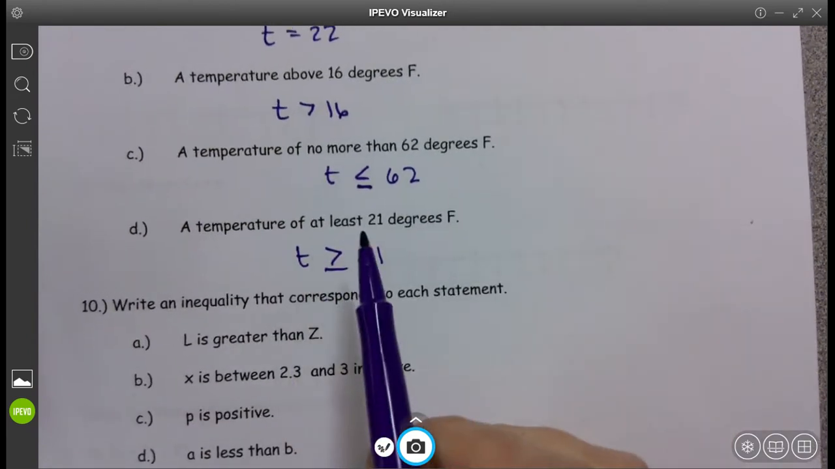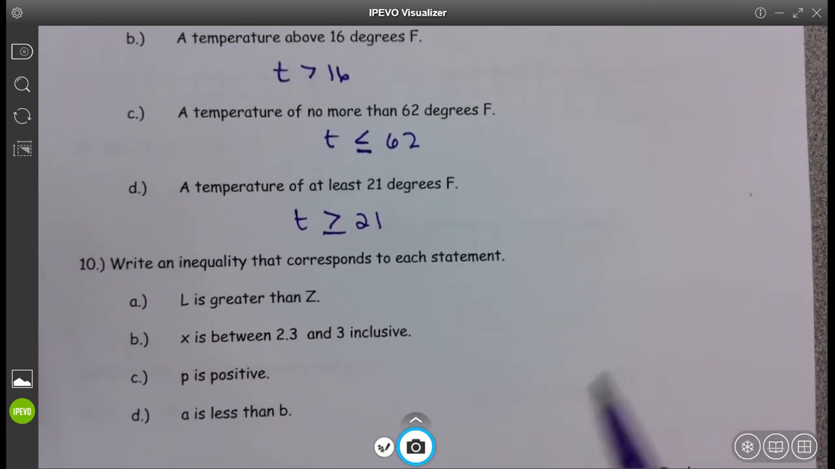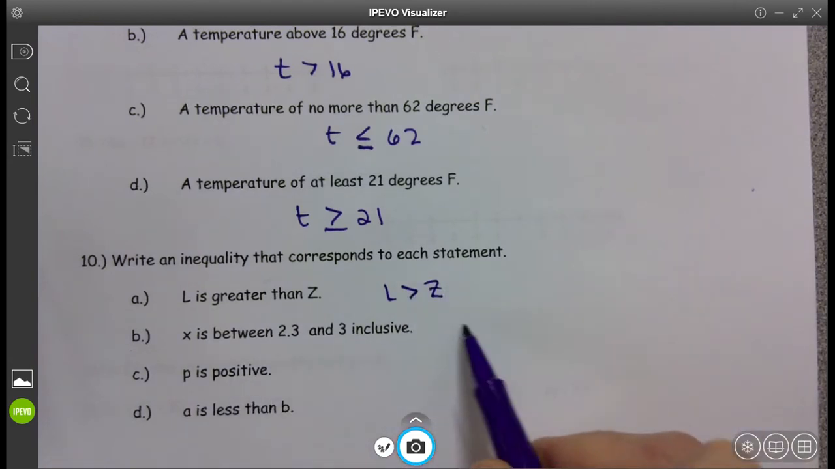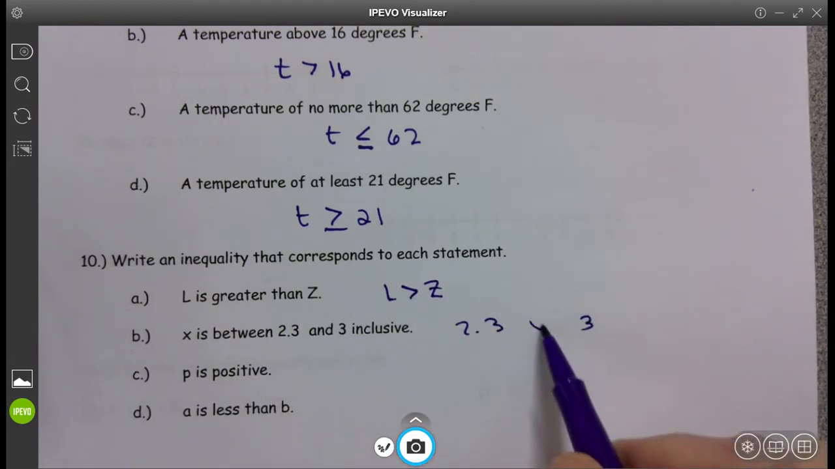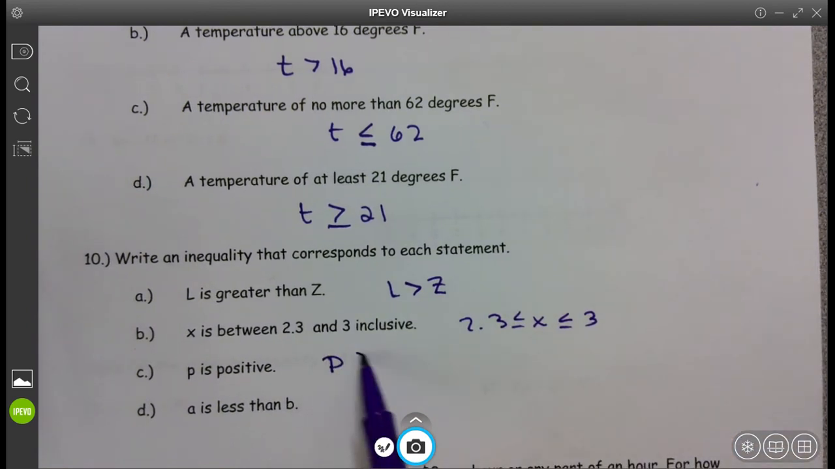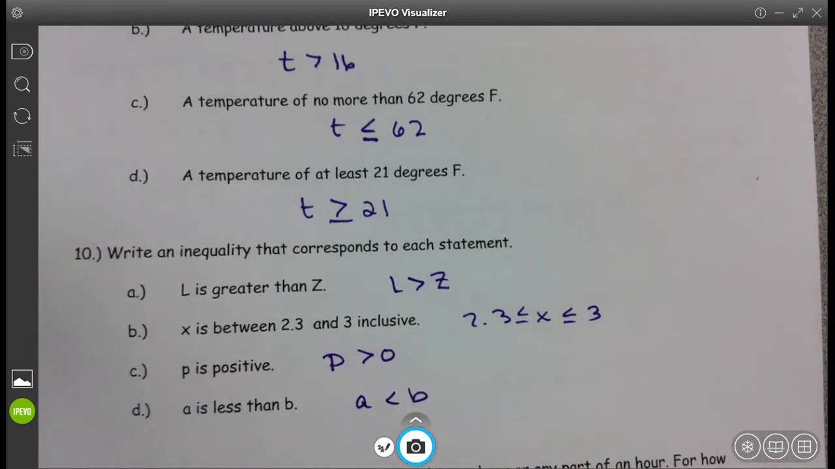Kind of like you have to be at least as tall to ride the ride. You have to be that height or greater. L is greater than Z. X is in between 2.3 and 3 inclusive. That means including. P is positive, which means it's greater than 0. And A is less than B. This is just practice translating.